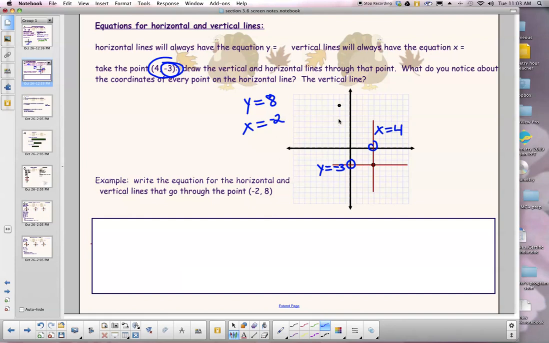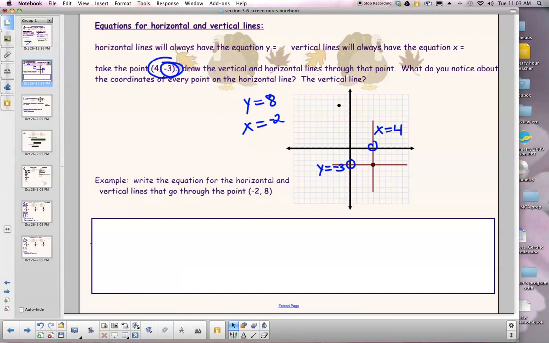So notice that in this instance, I didn't even have to draw out the lines. I could figure out what the equations of the lines were just by looking at the point on the coordinate grid. Sometimes you have to draw them out. Sometimes it's easier to see them if you draw them out. It's up to you completely.